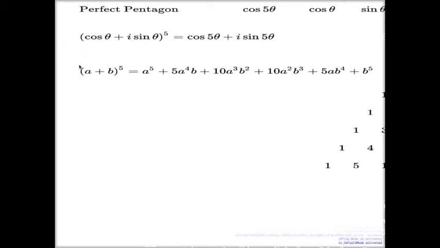So having this expansion now, I'm back to my original question: how to express cos of 5 theta in terms of the cos of one angle. All I have to do now is apply this binomial expansion to my left-hand side here, and then equate the real and imaginary parts separately. That's what I'm about to do.